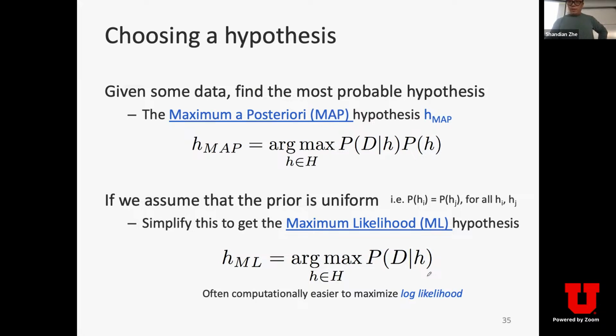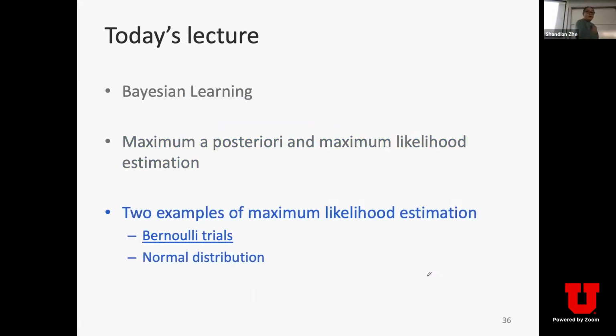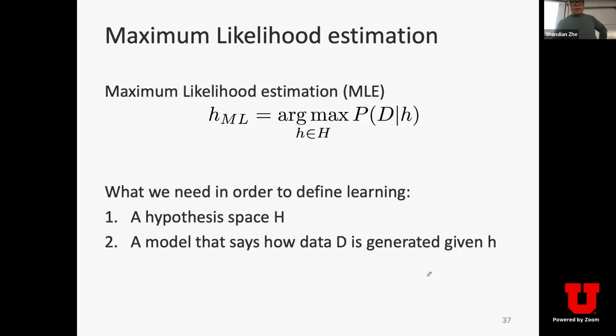Okay, great. So now let us see two examples of maximum likelihood estimation. One is called Bernoulli trials. The other is called normal distribution. Bernoulli trials are usually used to model binary observations or binary data. And normal distribution is commonly used for continuous observations or real valued observations.